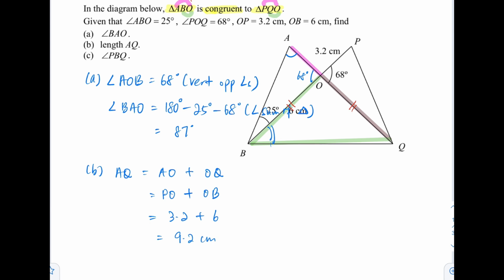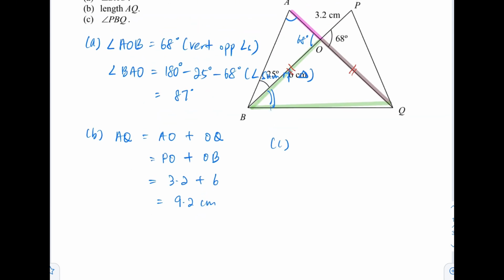So let's write that down first. I know that OB must be equal to OQ because the triangles are congruent. So this would then imply that my triangle OBQ is an isosceles triangle, right? So if it's an isosceles triangle, how do I find this angle OBQ, or rather PBQ? They are the same angle. I can see that these two here are actually the base angles of my isosceles triangle.